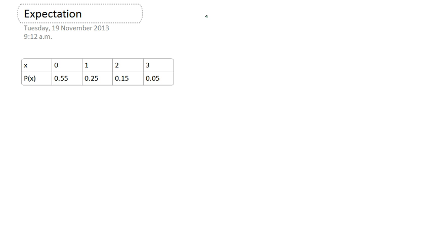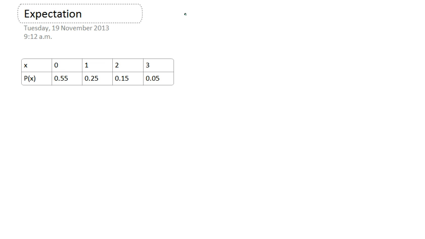So I have what I would call a discrete random variable. It's discrete because my numbers are 0, 1, 2 and 3, and it's a random variable because I've got different probabilities for each number that I could get. Okay, so that's really what I'm talking about.